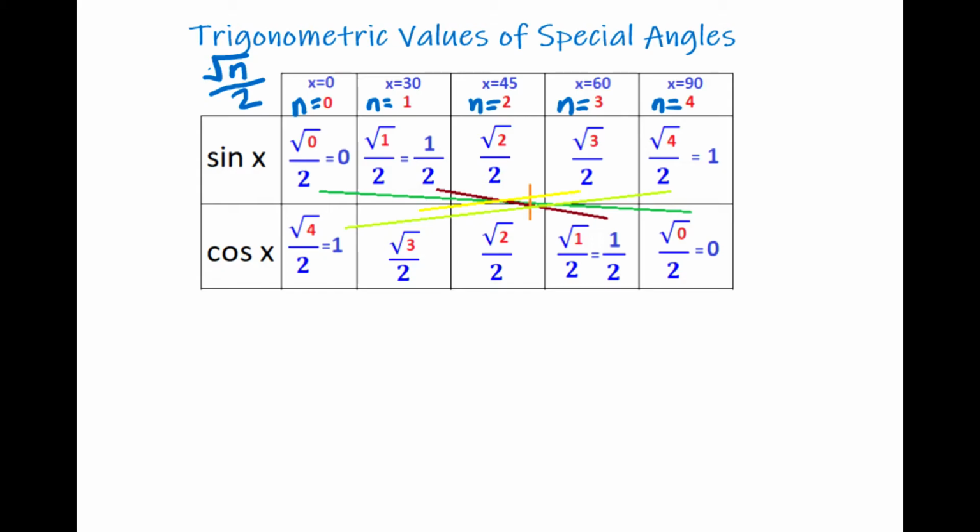Here, we need to memorize this formula, square root of n divided by 2. And n is the place of the angles. When x is 0 degree, then we're going to put 0 for n.